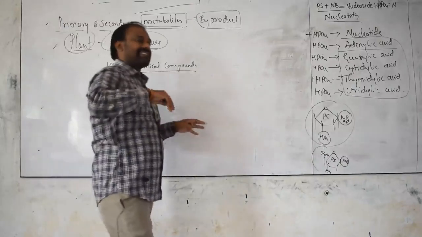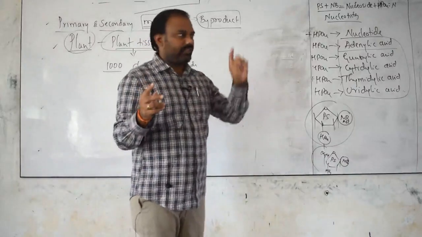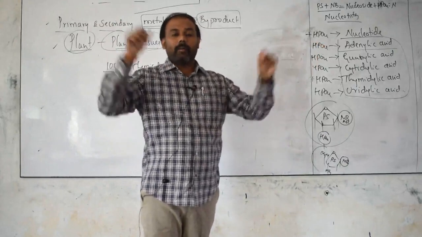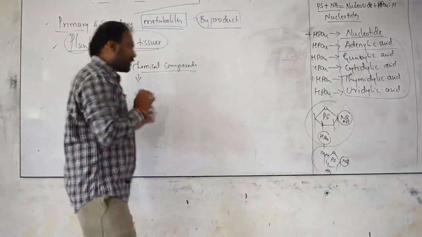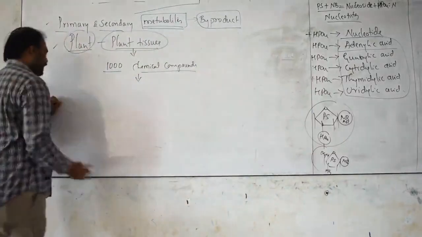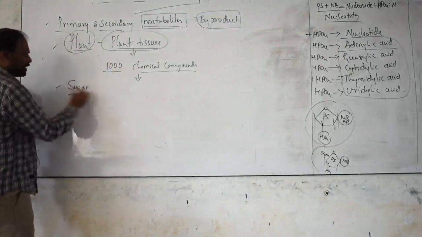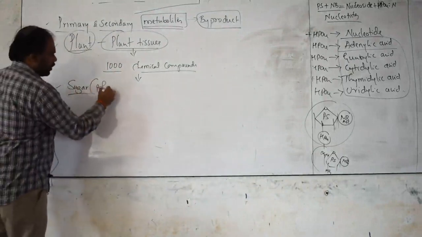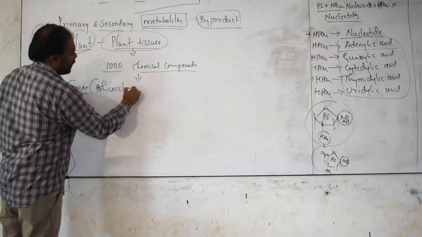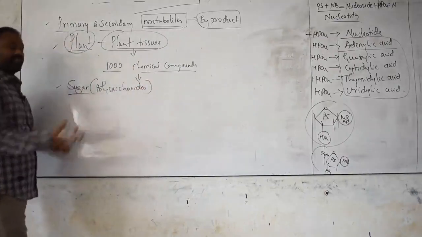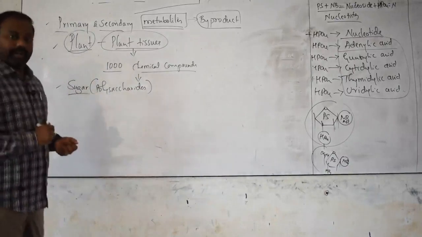What are the different strategies to understand which one belongs to the primary metabolites and which belongs to the secondary metabolites? That is our today's topic. Very simple. The plants contain, as you can understand, sugar. Yes or no? Sugar, we can call it polysaccharides, or a better word, carbohydrates.